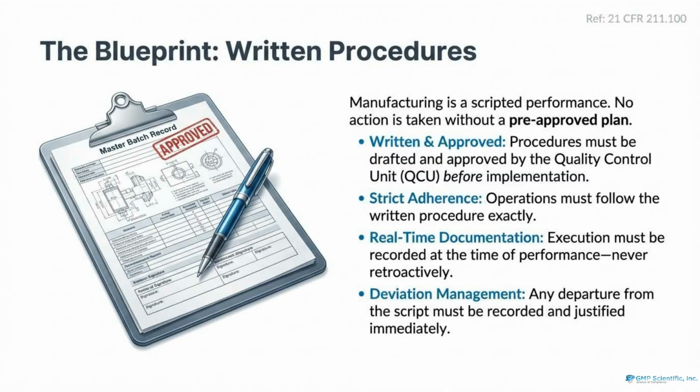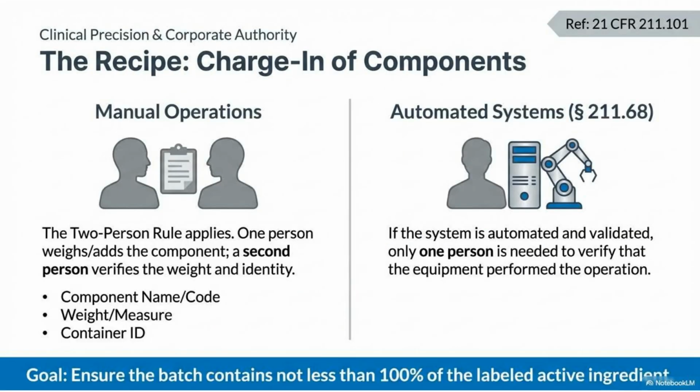Per Section 211.100, manufacturing is a scripted performance. You cannot take action without a pre-approved plan. These procedures must be drafted and approved by the Quality Control Unit, QCU, before a single machine is turned on. We require strict adherence. There is no room for freelancing on the production line. Any departure from this script, known as a deviation, must be recorded and justified immediately to ensure the product's integrity remains intact.